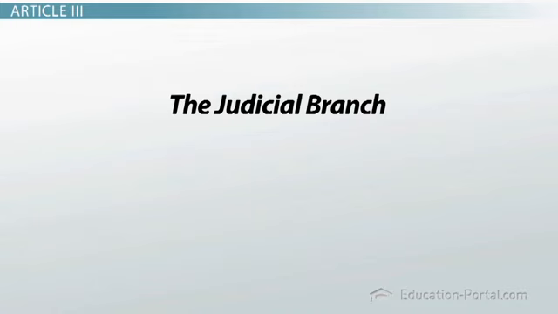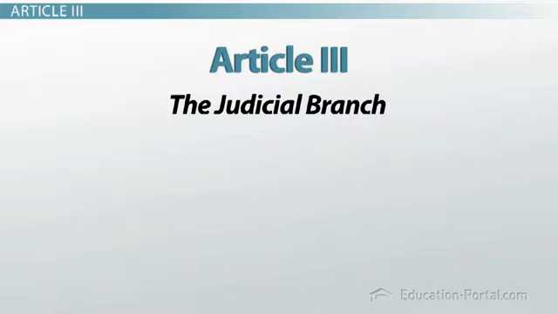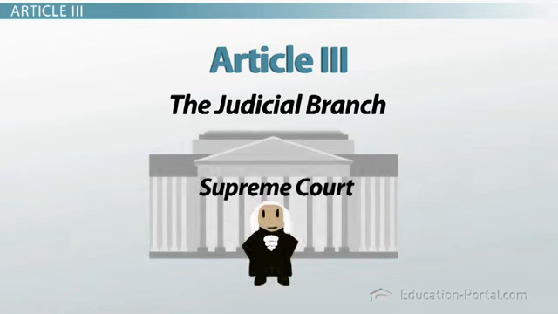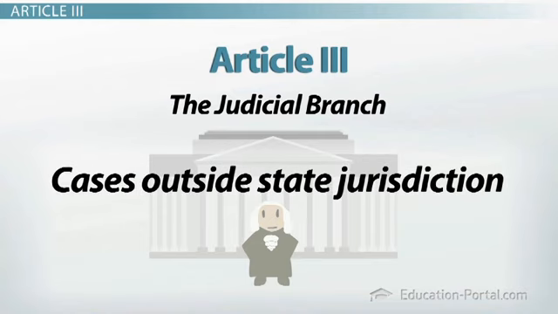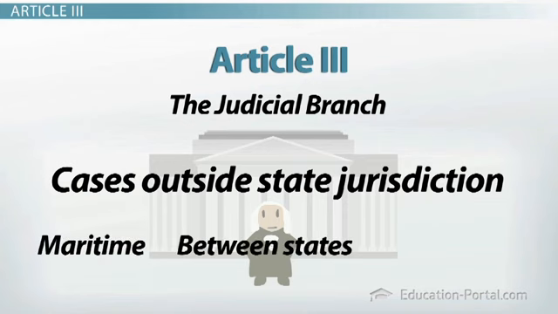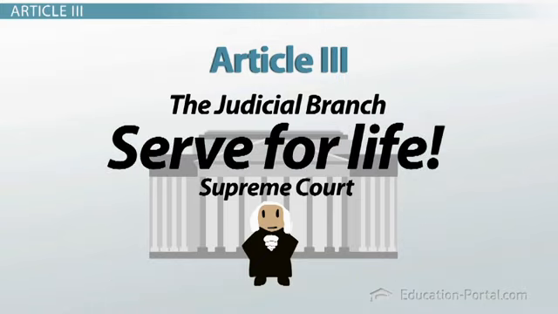The judicial branch of the government is established by the 3rd article of the Constitution. The job of the judicial branch of the government is to interpret the law. The judicial branch of the government is made up of the Supreme Court and the lower federal courts. The Supreme Court deals with cases involving constitutional law, treaties, ambassadors, cases outside the state jurisdiction, like maritime cases, cases between states, or individuals in another state. Judges appointed to the Supreme Court serve for life.